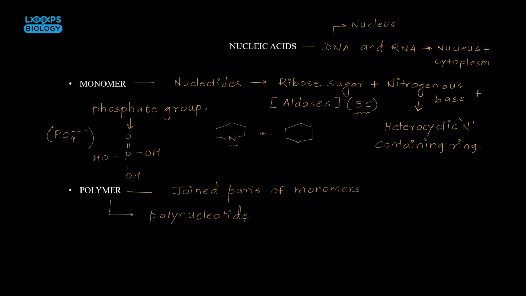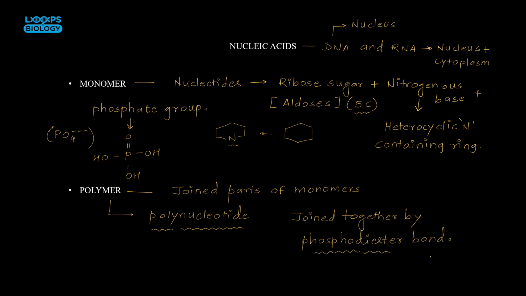It's as simple as that. If we go through the name, poly means multiple, while nucleotides are nothing but the monomeric units of this nucleic acid, and these are joined together by phosphodiester bonds. This is a special type of bond which is present commonly inside both nucleic acids, that is DNA and RNA.